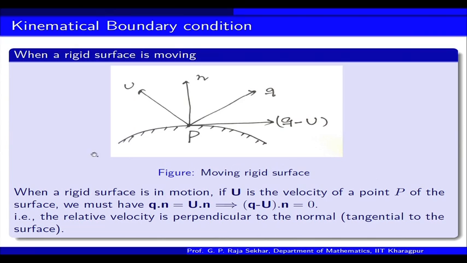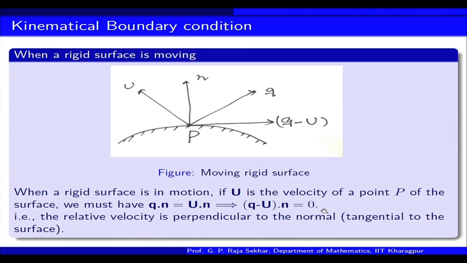Now, let us consider the case where the surface is moving with a velocity u, and the fluid velocity is q. Again, since nothing is penetrating, the fluid adhering to the surface should move along with the velocity of the surface. Correspondingly, if you consider the relative velocity, the normal component must be 0.